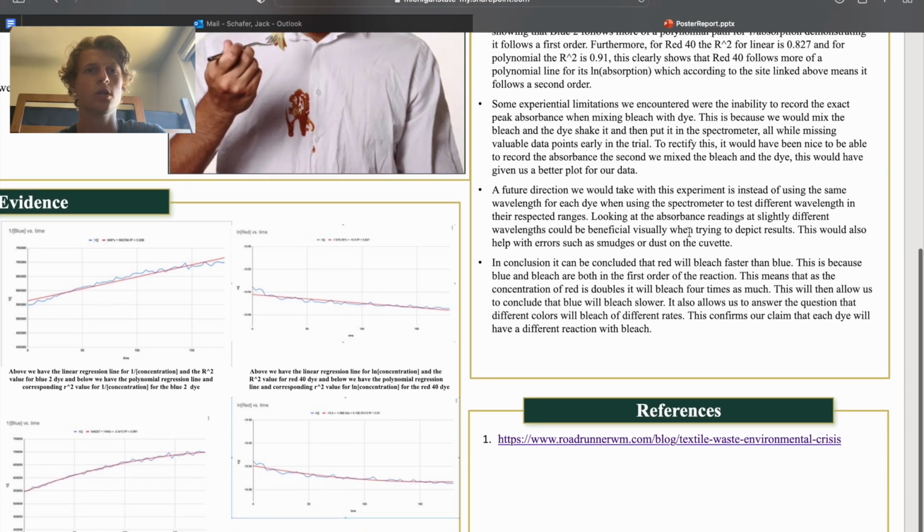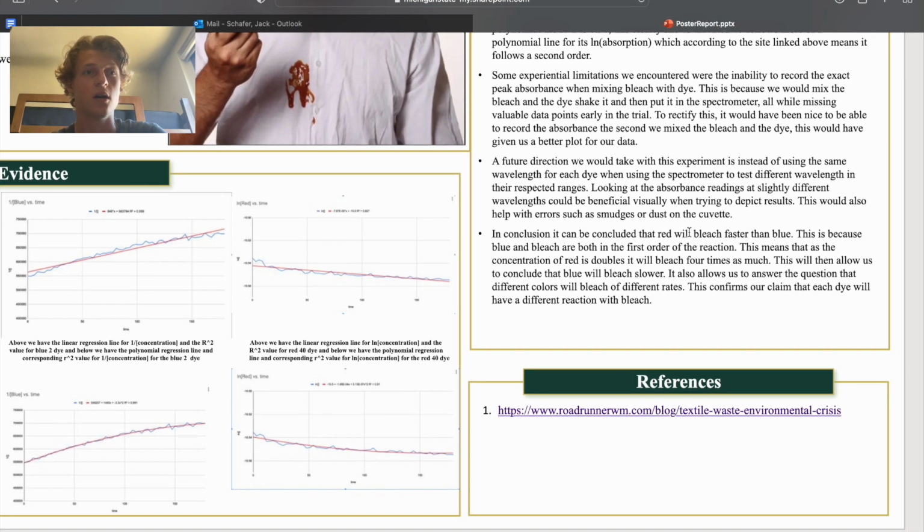A future direction we'd like to take this experiment is, instead of using the wavelength of each dye, using the spectrometer to differentiate the wavelength in respect to ranges. So essentially looking at the absorbances we're reading at slightly different wavelengths could be beneficial visually when trying to depict results. This would also help with errors such as smudges or whatever in the cuvette. That would be really helpful to help us out.